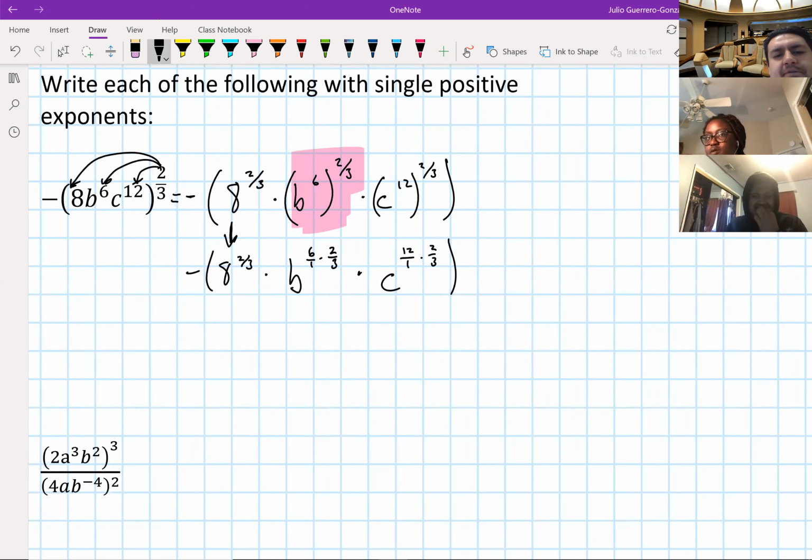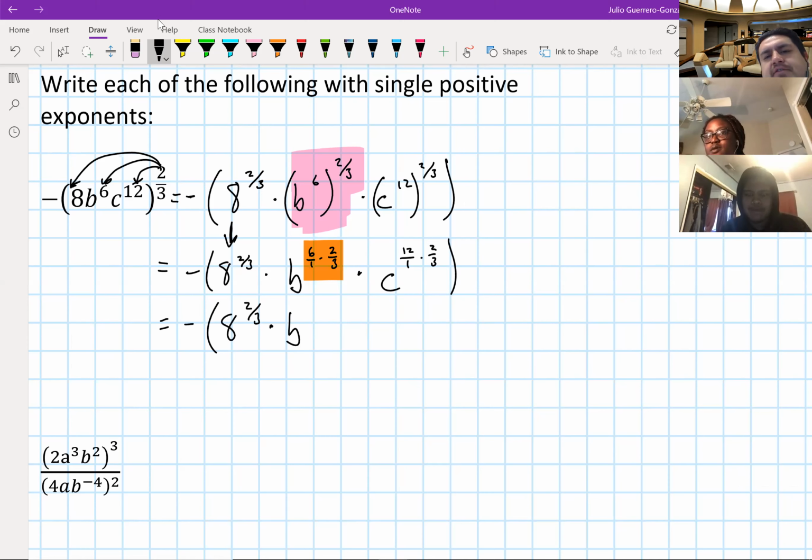Now I'm going to clean this up a little bit more. So equals, forgot to put the equals, 8 2/3. So now I want to do just this separately. So 6/1 times 2/3 is equivalent to what? 4.